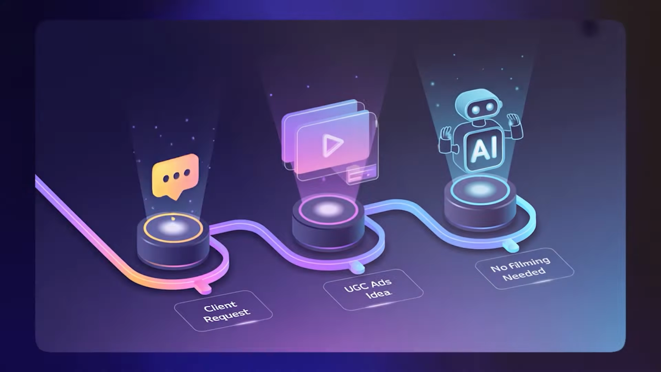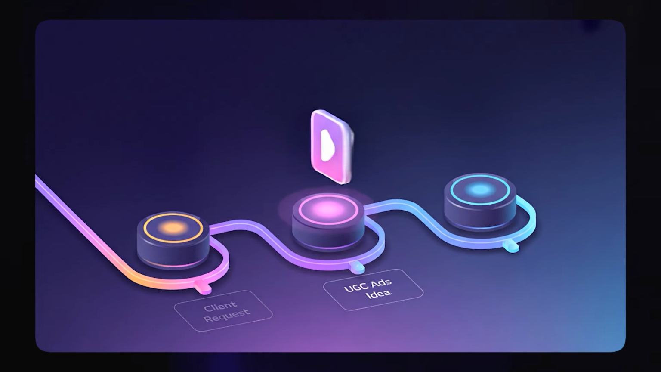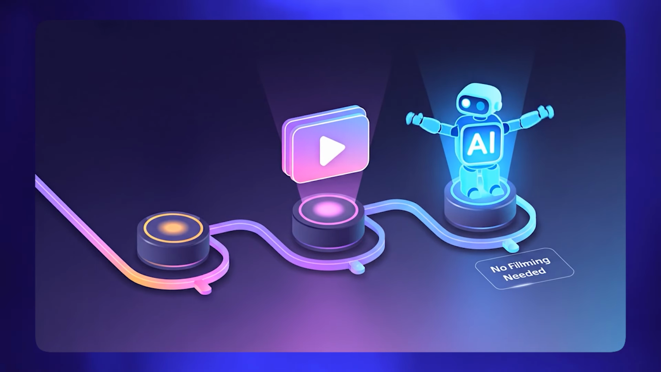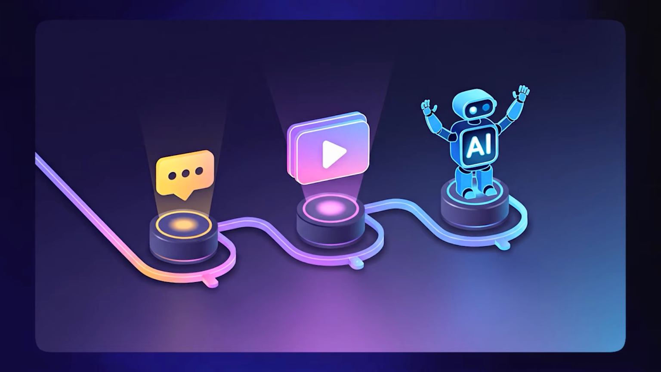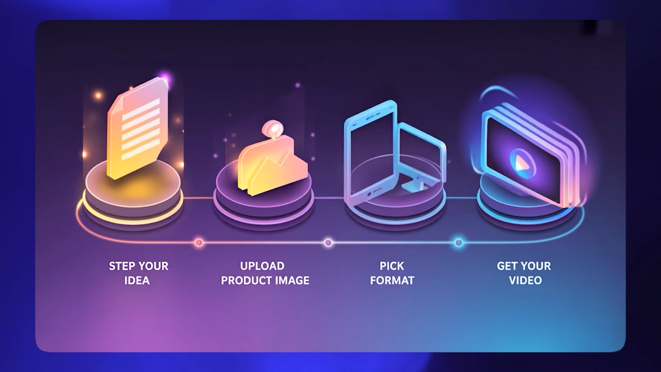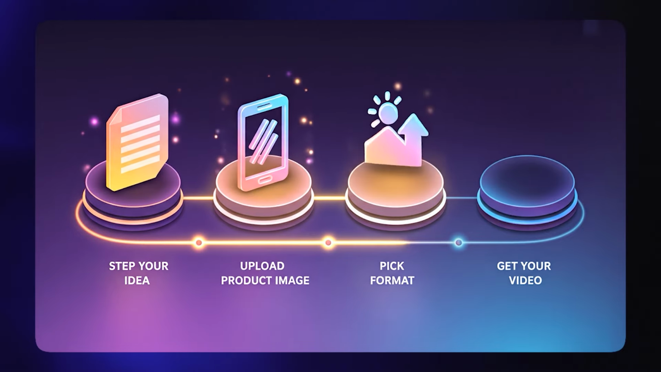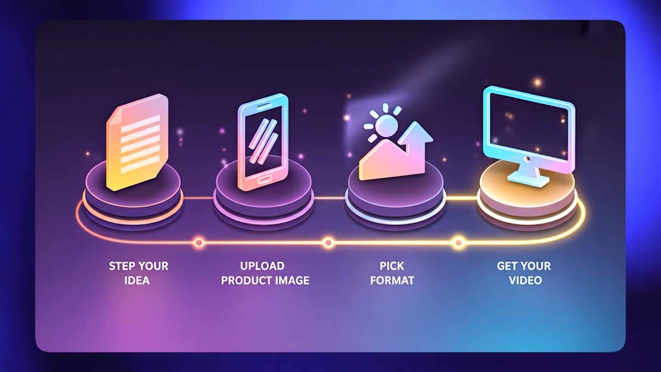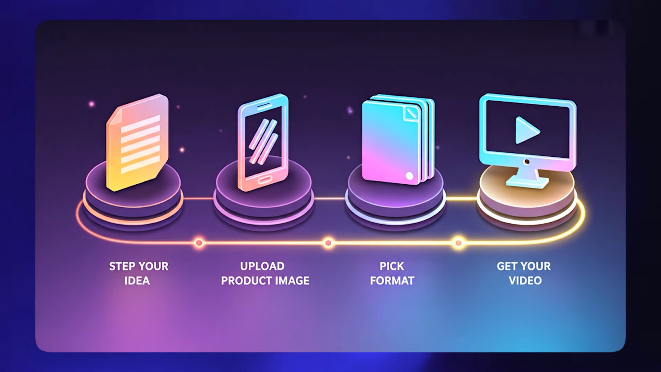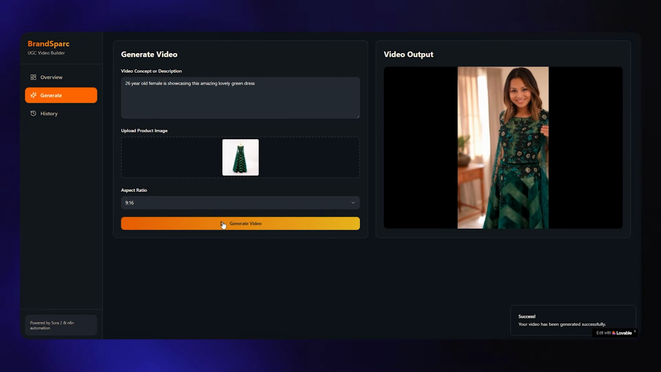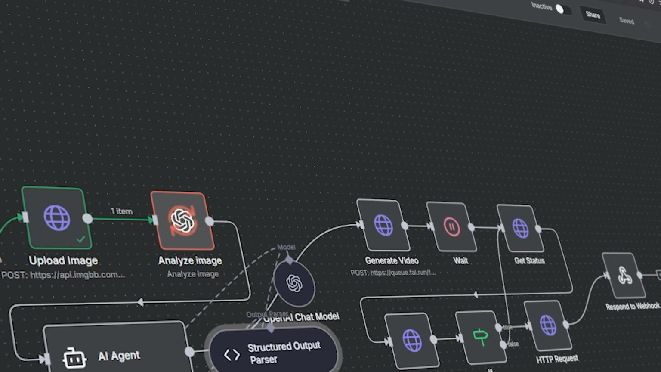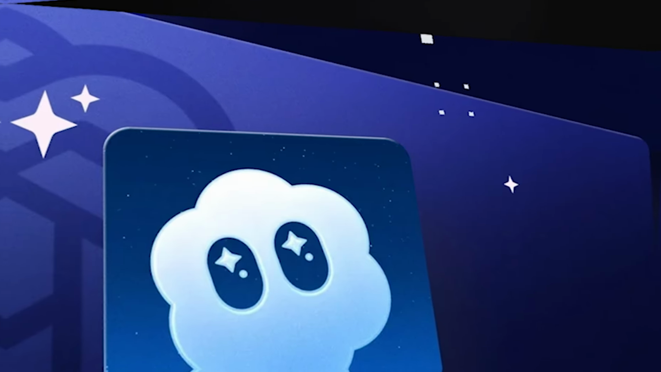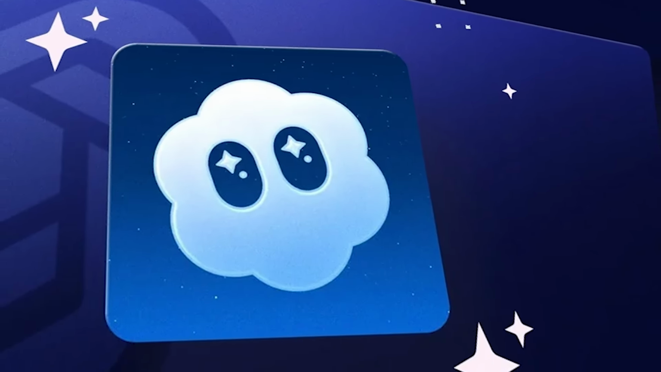A client reached out and said, hey, can you help us make short UGC style ads? But we don't want to just hire any creators. They wanted something where they could just type a short idea, upload their product, and pick a format, and then get a couple of videos out of it. So I built the front end that collects all the details and sends them straight to my backend built on n8n, and then Sora 2 takes over and generates the actual video.